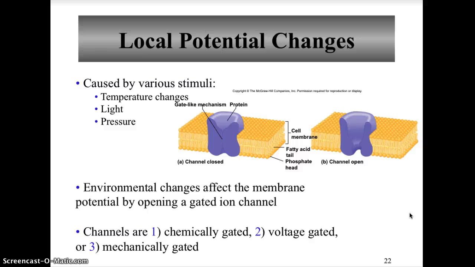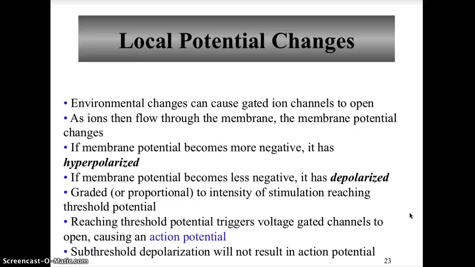So when you look at those local potential changes, the resting membrane potential of negative 70 millivolts can be disrupted or changed in one of two directions. It can become more negative, which we would say is hyperpolarization, or it becomes less negative as it goes towards zero or towards the positive end, which will be depolarization. And you can see that all right here when you look at the local potential changes.